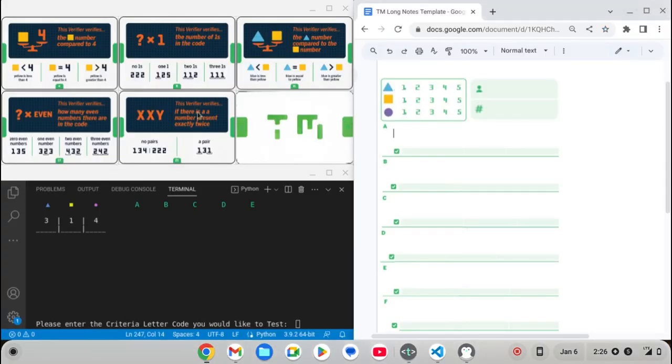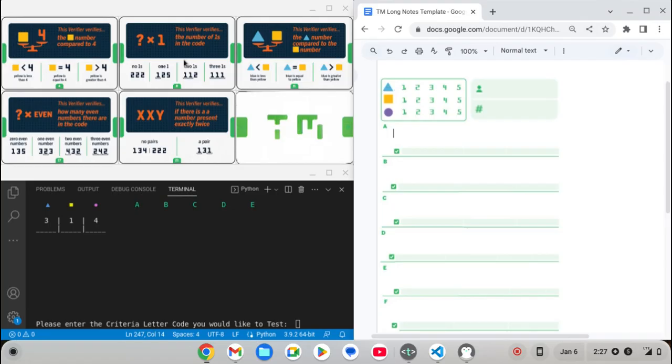So in the grid above, we've got our 5 criteria cards. On the top row, we've got criteria card A, criteria card B, and criteria card C. On the bottom row, we've got criteria card D and criteria card E. Criteria card A takes a look at our middle digit, the square digit, and the Turing machine compares it to the number 4. So should the value of square be less than 4? Should it be equal to 4? Or should the value of square be greater than 4?